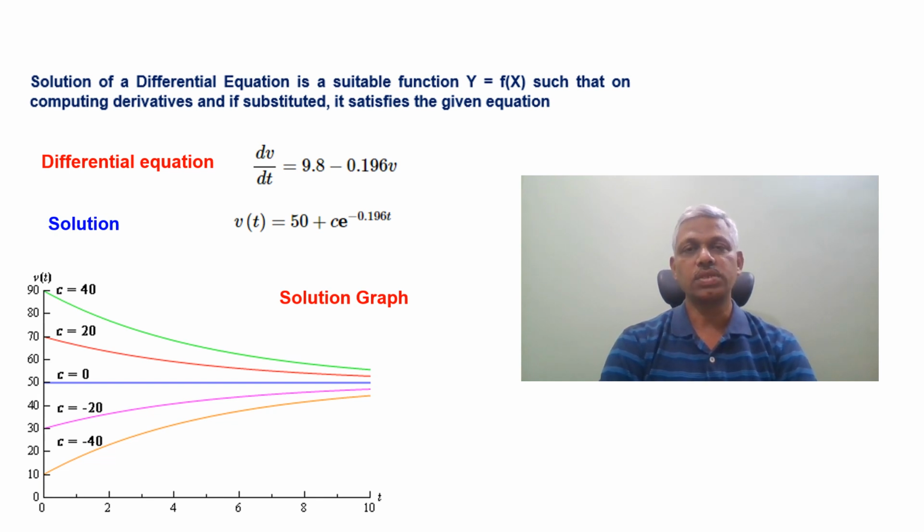For different values of c, you can have different solutions. So there are infinitely many solutions here, and once you fix a boundary condition or an initial value, the corresponding c can be obtained so that you can find a unique solution in that case. So for different values of c, graphs are indicated here. They are all solutions of the differential equation for different values of c. So we can find such solutions for a differential equation.